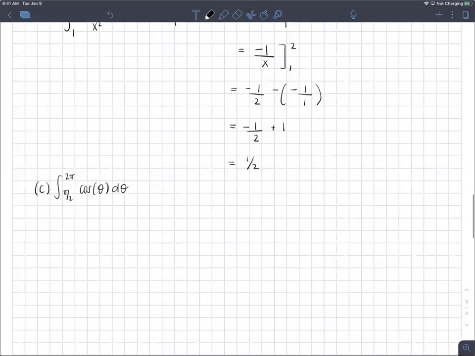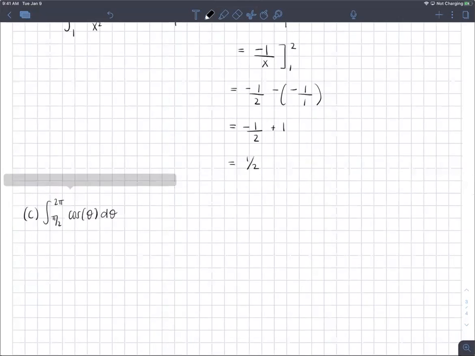So here, let me move this down a little bit because I don't need that space. But here, cosine of theta is going to be our function. So we're going to need to find the antiderivative of cosine. So what is the antiderivative of cosine? Positive or negative sine? Yeah, it's positive sine, right? So the antiderivative of this is sine of theta. And then I'm going to evaluate that from pi over 2 to 2 pi.